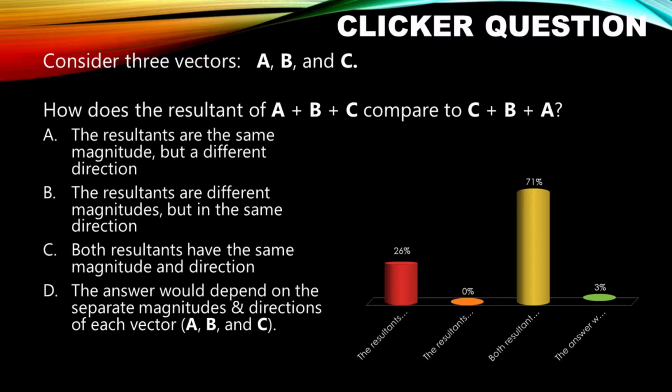So now we're getting into some rules for vector operations. This question says consider 3 vectors, A vector, B vector, and C vector. How does the resultant of A vector plus B vector plus C vector compare to the resultant of C vector plus B vector plus A vector? As written, this is a little bit abstract, but what you can do is draw on a piece of paper some vector A, some vector B, some vector C, and then see what happens when you add them together in this varying order. Go ahead and take a couple minutes to try that.